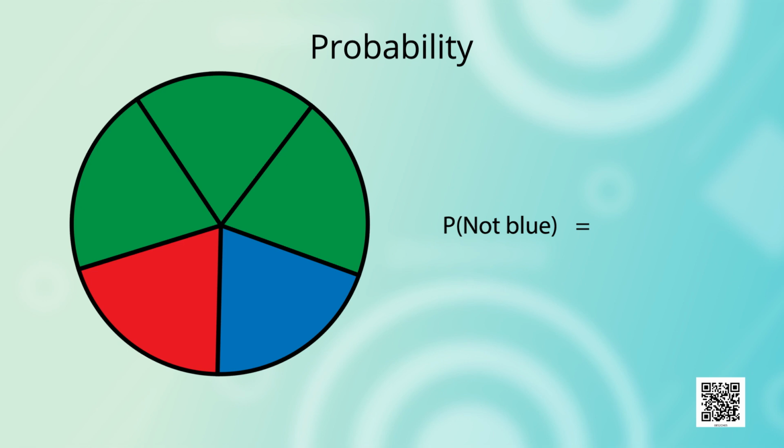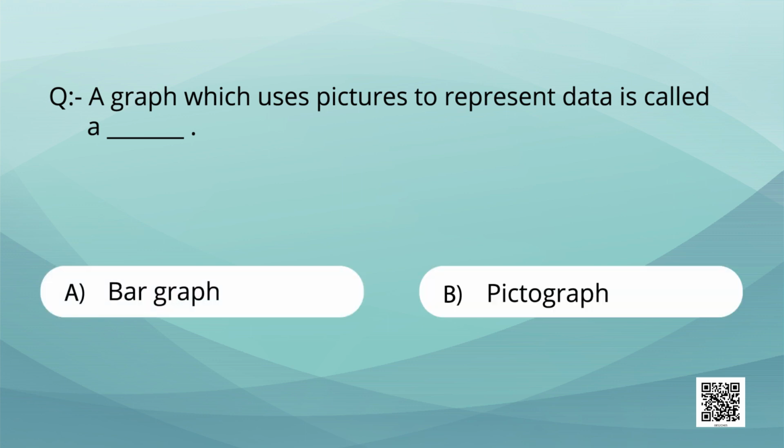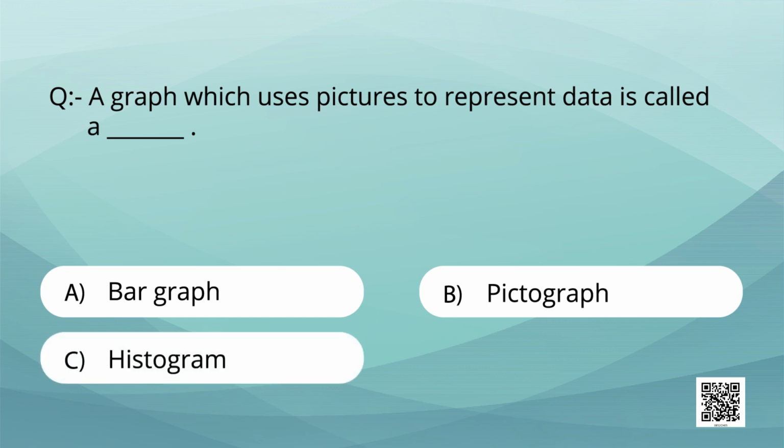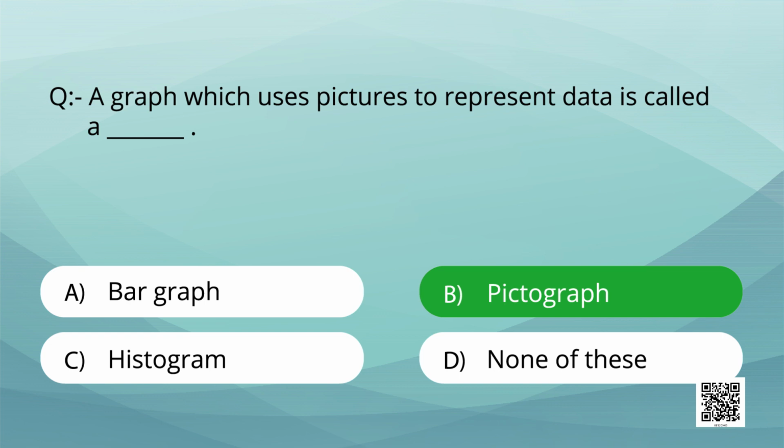Children, let us do a few multiple choice questions and with the help of them, recapitulate the chapter. Question number 1. A graph which uses pictures to represent data is called a dash. You have 4 options: A. Bar graph, B. Pictograph, C. Histogram and D. None of these. So what is the right answer? The right answer is pictograph.